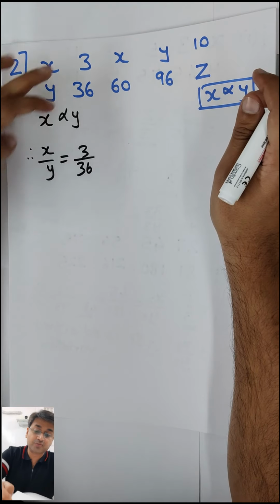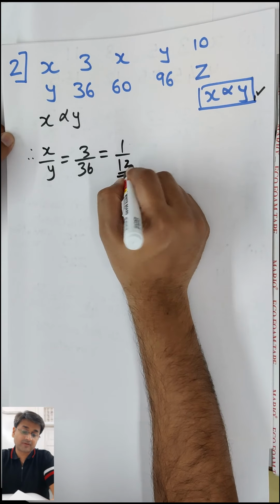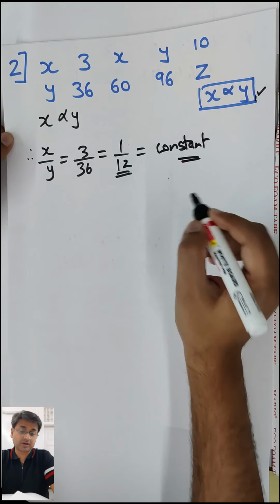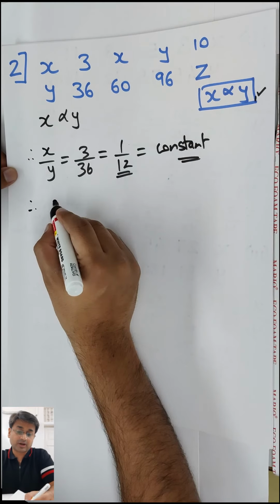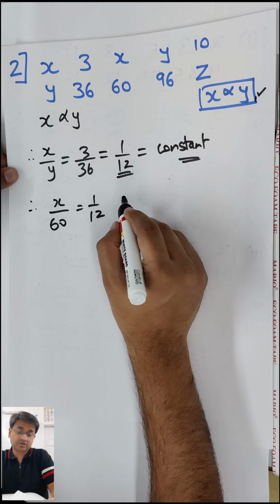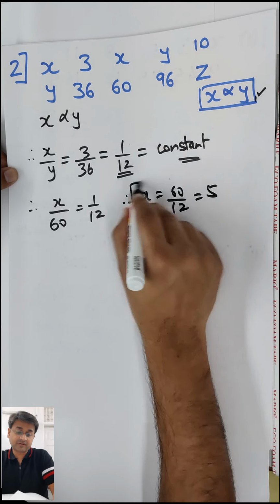Take the values which both are known to you. So you get this as 1 by 12. So that's your constant, so write over here as constant. Therefore, now take this one, x by 60 equals 1 by 12. So therefore you can say x is equal to 60 by 12, which is 5.